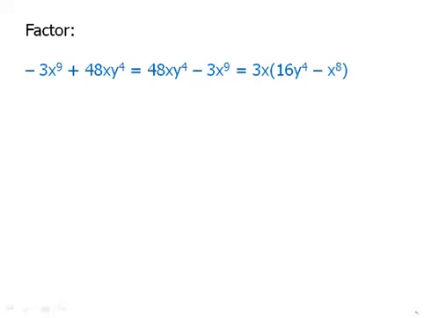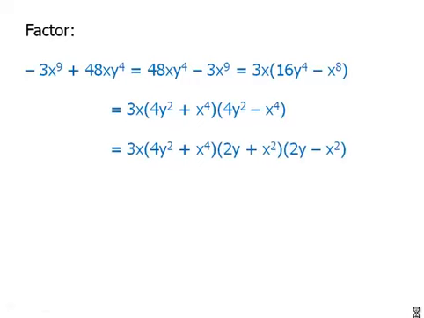Well, those are both even powers, so they're both squares, and of course 16 is a square. So 16y to the 4th would be the square of 4y squared, and x to the 8th would be the square of x to the 4th. So we can factor this into this. Now notice that the last parenthesis, 4y squared minus x to the 4th, is another difference of squares. So we can factor that by the difference of squares again. 4y squared is the square of 2y, and x to the 4th is the square of x squared. And so altogether, this factors to that.